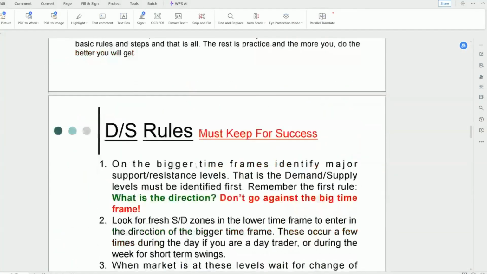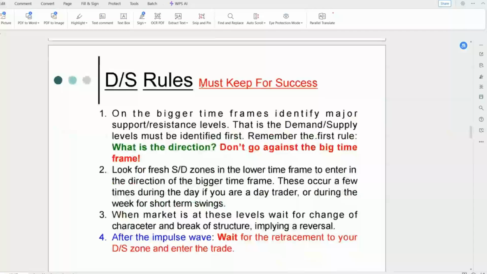Now let's take a look at some of the rules that we must keep for success. With every trading technique, there are some rules you have to keep. There's no other way, and this is no different. With demand and supply, the first thing is, on the bigger time frame, identify the major support and resistance levels, the zones. Where are the demand and supply levels? This is the first thing you must identify. And what is the direction? Don't go against the big time frame.